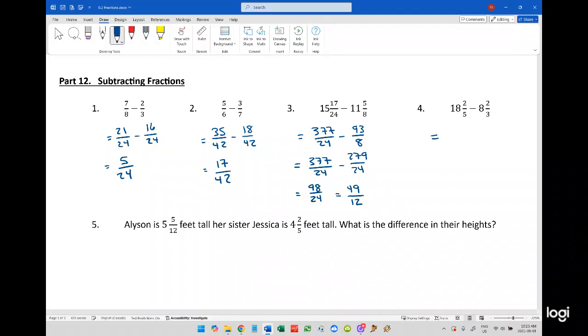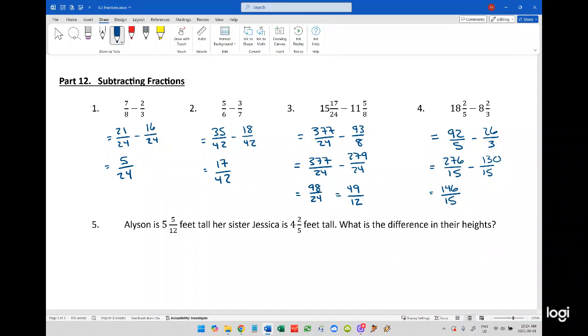So we're going to change this to improper fractions. 5 times 18 is 90, so that's 92 over 5. 3 times 8 is 24, that's 26 over 3. And the common denominator of 3 and 5 is 15. So the first one, I had to triple the bottom, so I'll triple the top, that's 276. And the second one, I multiplied bottom by 5, so I'll multiply top by 5, that's 130. 276 minus 130 is 146 over 15.